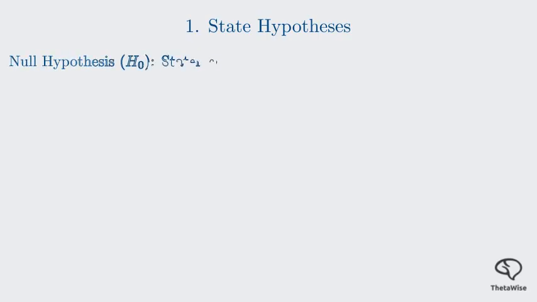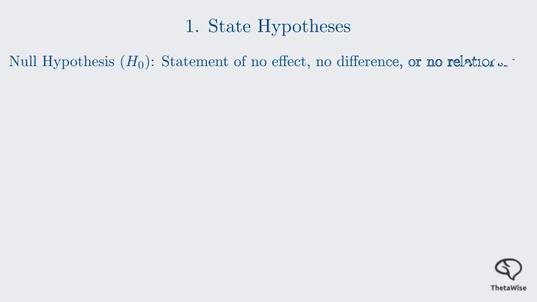Every hypothesis test begins with two competing statements about a population parameter. These are called the null hypothesis and the alternative hypothesis. First, we have the null hypothesis, denoted as H0. This is the statement of no effect, no difference, or no relationship. It's the status quo, the assumption we start with. For example, it might state that a new drug has no effect on blood pressure.